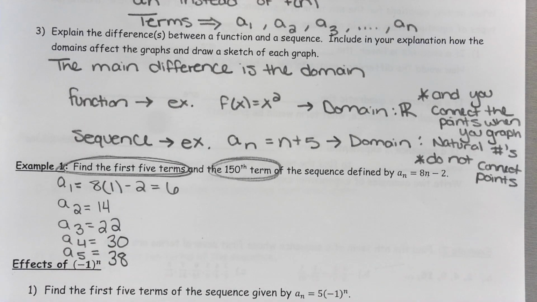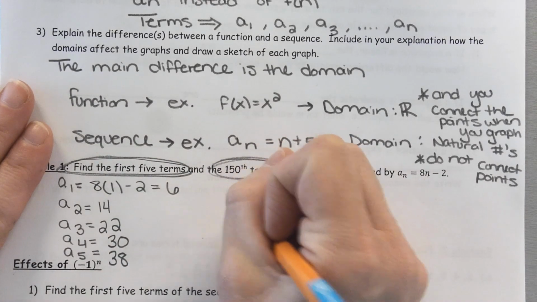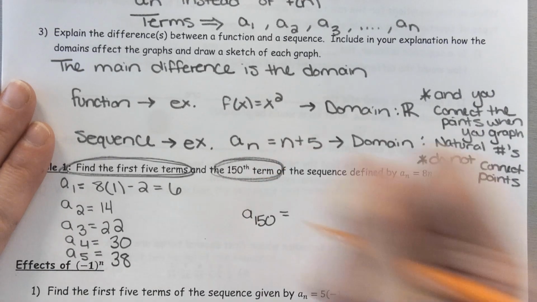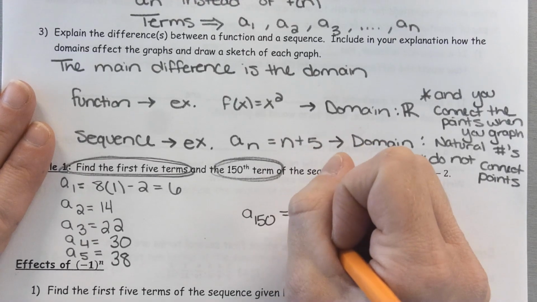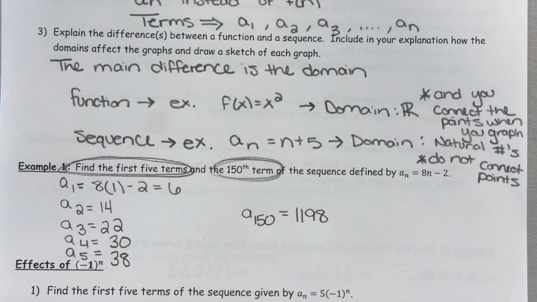All right, can I jump ahead and find the 150th term? What would I do? Yeah, you just plug in the 150, right? So 8 times 150 minus 2 should give me 1,198. So the nice thing about the explicit formulas is that you can plug in very easily any term, and you can jump ahead. Recursive formulas don't work as easily. You can only find them based off the previous term, so that makes it a little tricky.